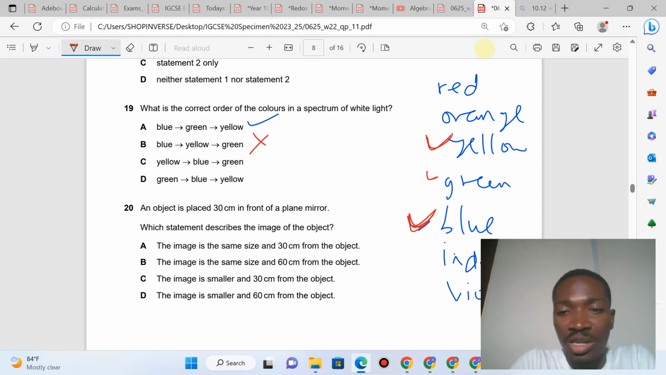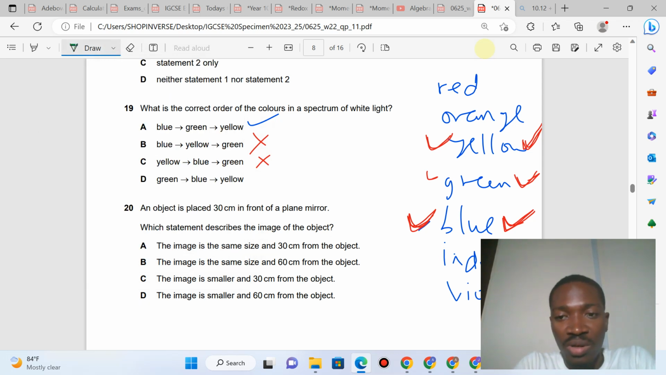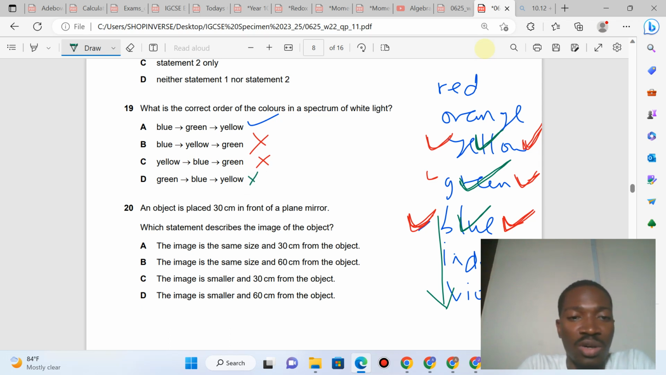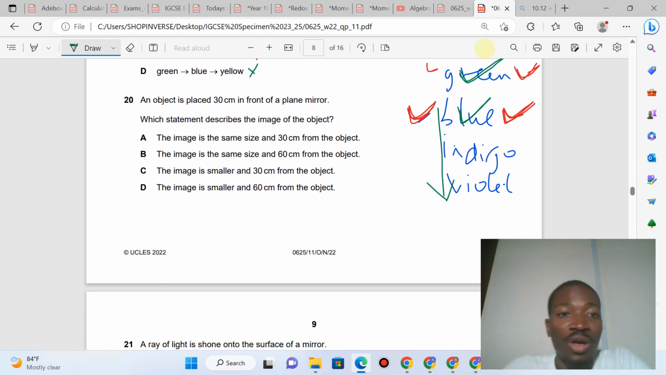Yellow, blue, green. No, no. Well, 1, 3, 2. No, this is not working. Then the last one, green, blue, yellow. No, you don't go that way. If you're having a correct order, then you just follow a particular trend and you go. You don't jump. So this one you're jumping, so this one is not correct. Only option A is correct. That's number 19.